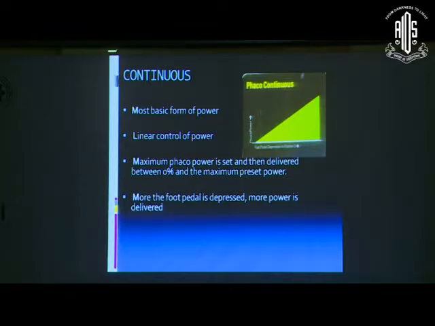Continuous is the most basic form of power. It is a linear control of power. Maximum phaco power is set and then delivered between 0 to the maximum preset level. That means as you go on pressing your foot pedal, more and more power is delivered. And at the end, when you press it totally down, the maximum preset power is achieved.